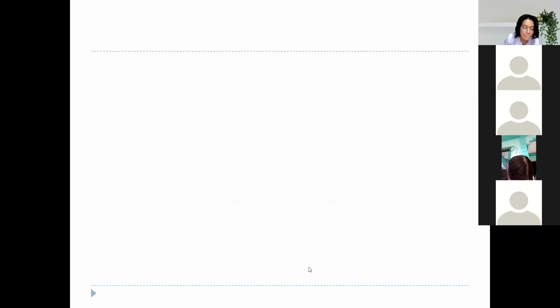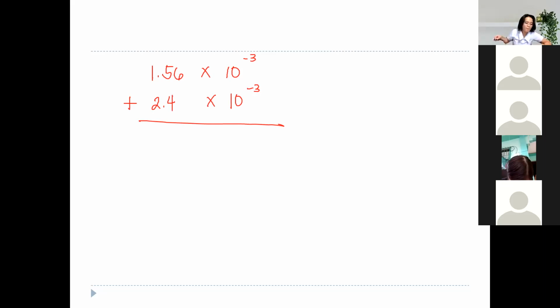So, if I give you, class, scientific notation like 1.56 times 10 raised to the power of negative 3 plus 2.4 times 10 raised to the power of negative 3. Let's see how to do this. Let's now follow both rules, scientific notation and significant figures. Let's follow them all at the same time.